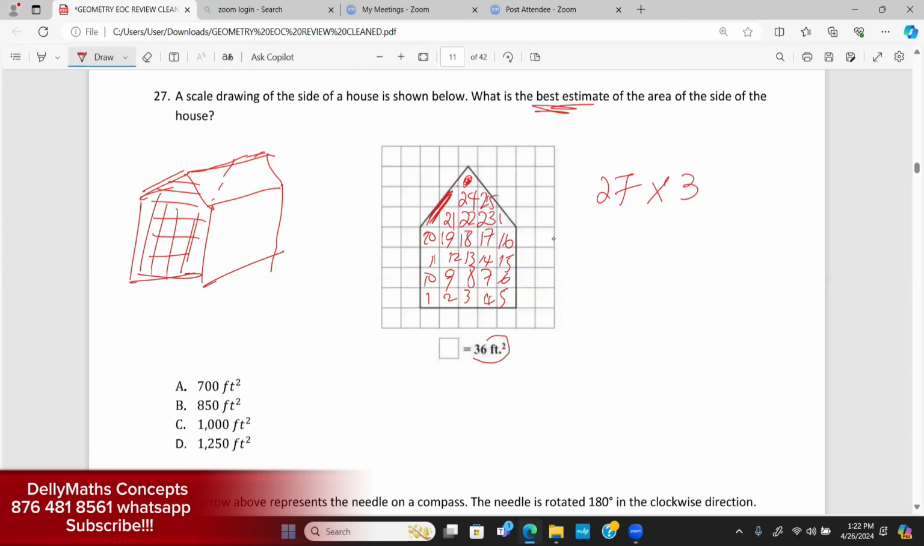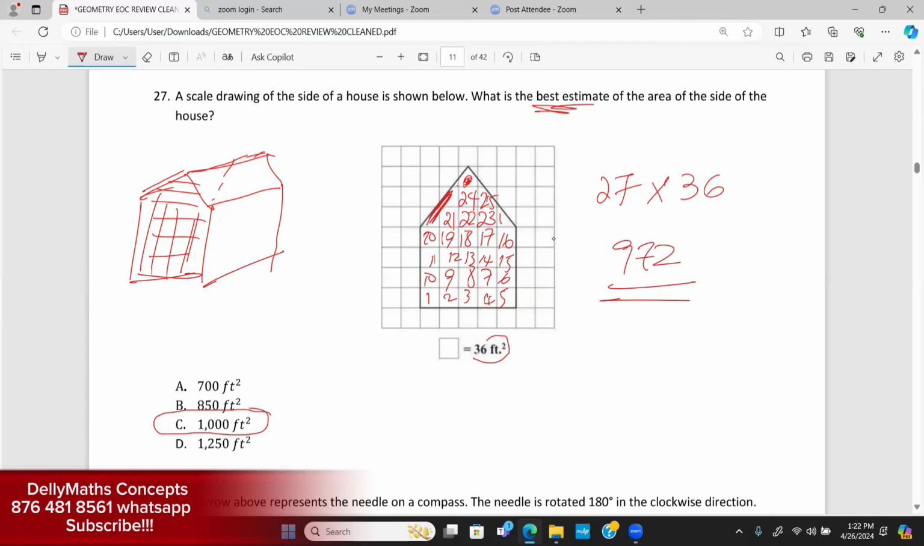Each of them is 36 square feet. So it's 27 times 36. It's going to take me to 972. This is not there. But which one of these answers will be closest to this? The closest one is 1,000. So I would pick 1,000.